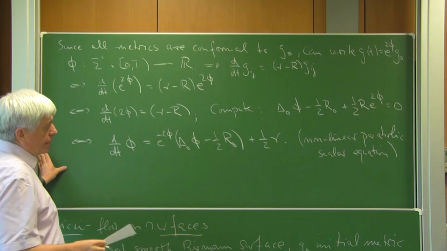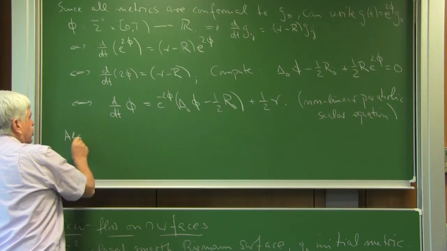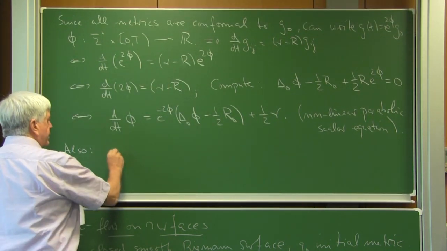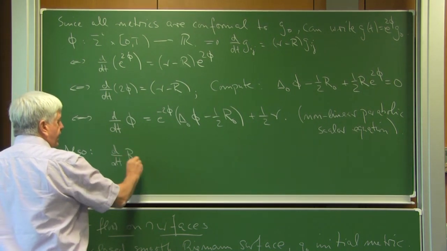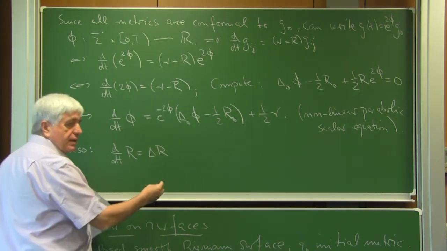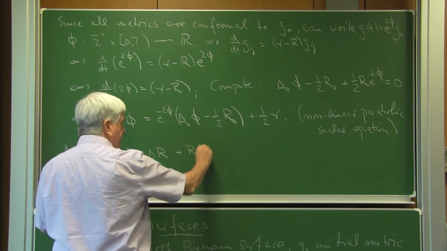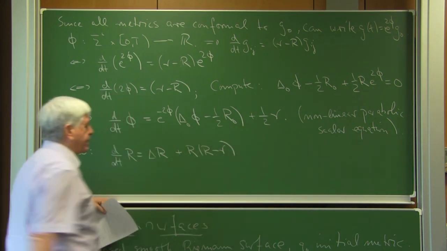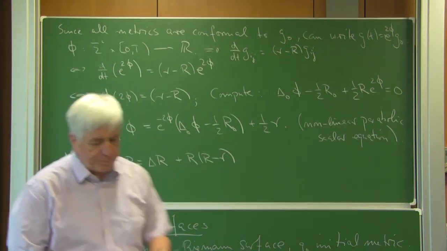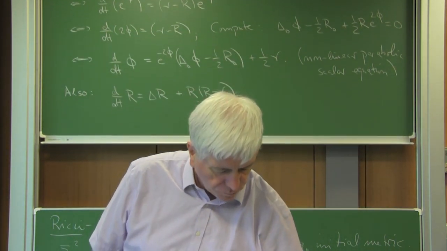And the other thing we know is just our old evolution equation for the scalar curvature. Right? We knew that d/dt of the scalar curvature is equal to the Laplacian plus 2 times Ricci squared. In this case, Ricci squared is just given by the scalar curvature. And if we have the rescaled equation, we also get the term little r. So we have 2 equations that govern the Ricci flow in this 2-dimensional case.